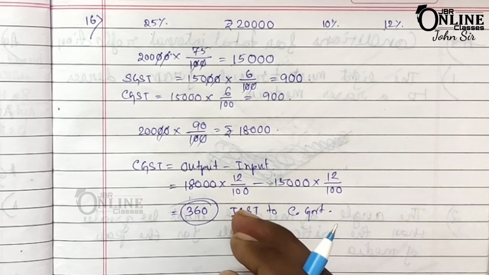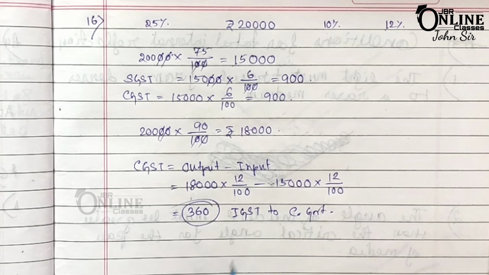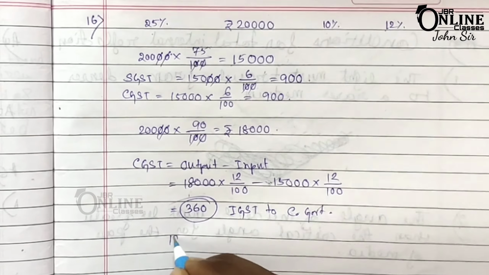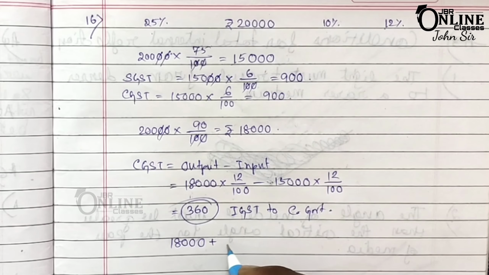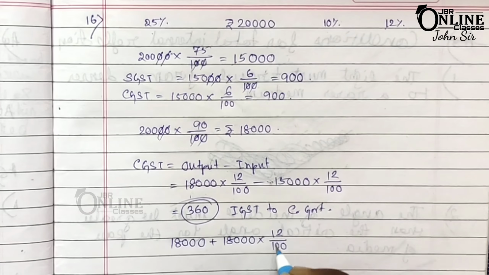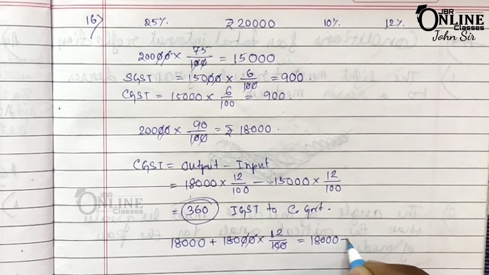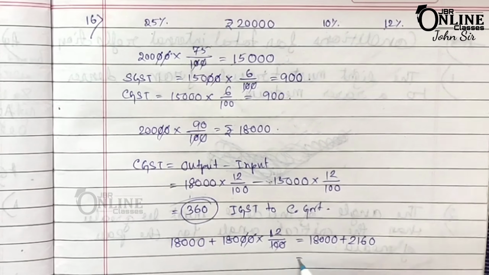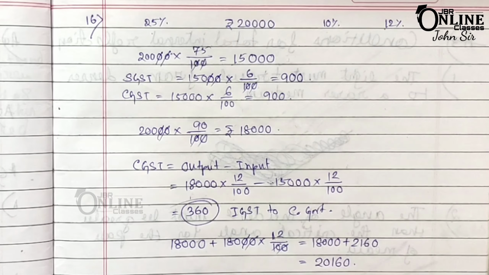Now number 3, next part. In part 3, the amount which the consumer pays for the article. Here the SP is 18,000. Over 18,000 the consumer has to pay the tax. The tax is 18,000 into 12 by 100, as 12% is GST. So that equals 18,000 plus 2160, so that will be 20160. So 20160 is the answer.